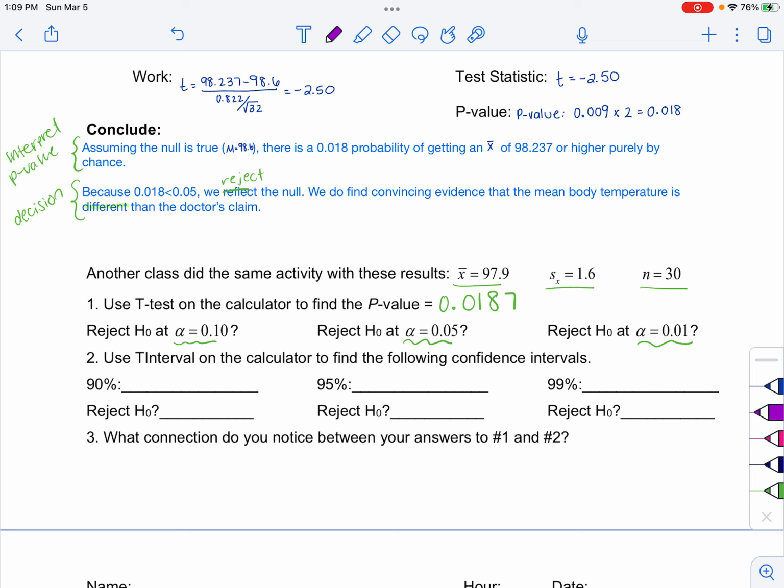If our significance level is 0.1, this p-value is less than 0.1, so yes, we do reject. For the next one, if the significance level is 0.05, 0.0187 is less than 0.05, so we reject. And the last one, comparing our significance level to the p-value, 0.0187 is greater than 0.01, so we fail to reject.